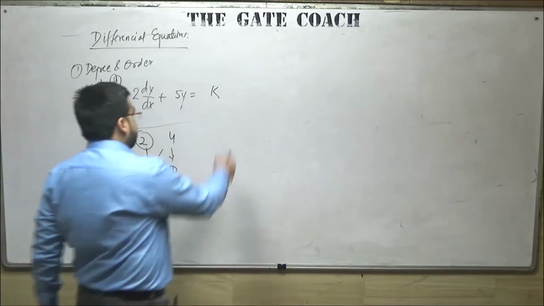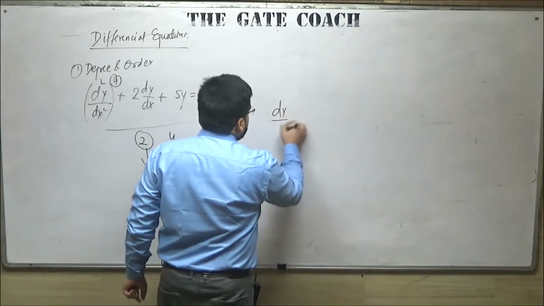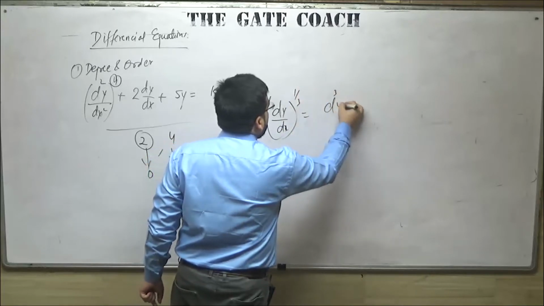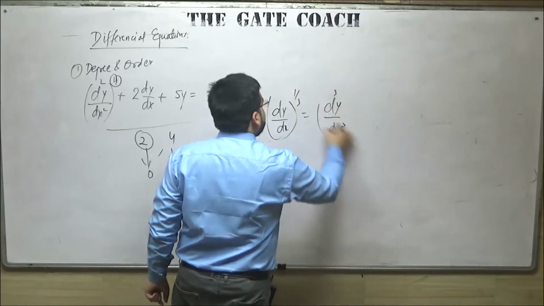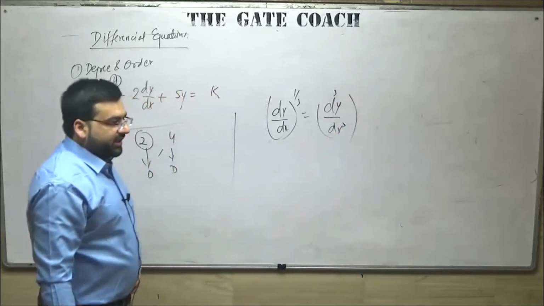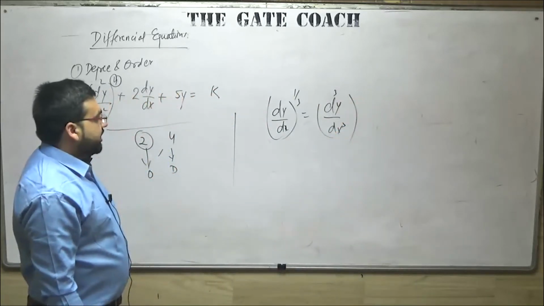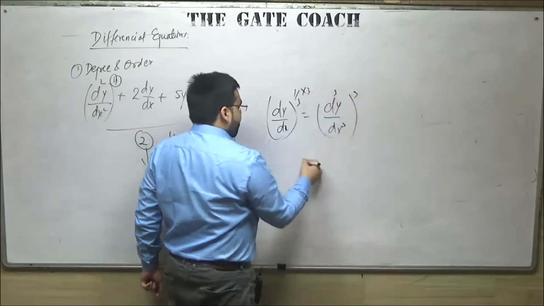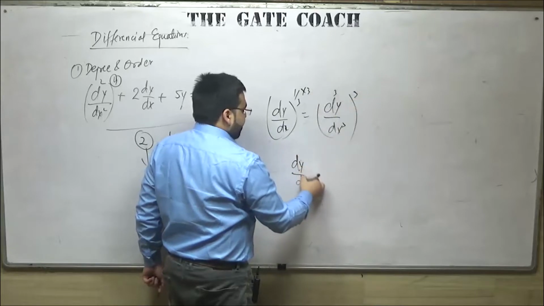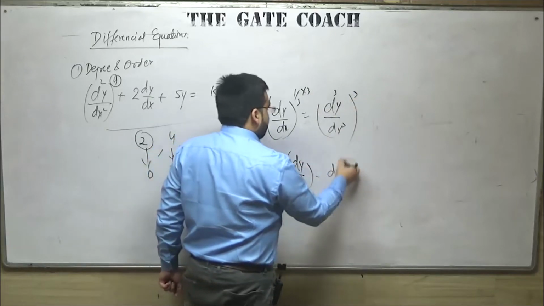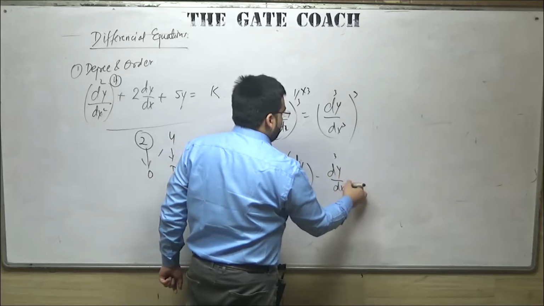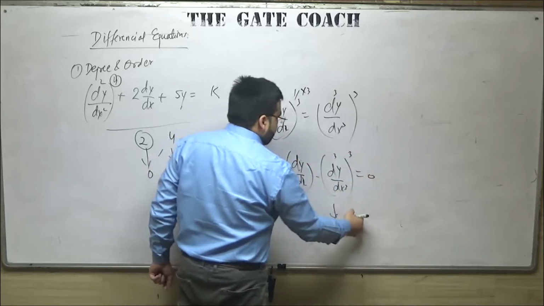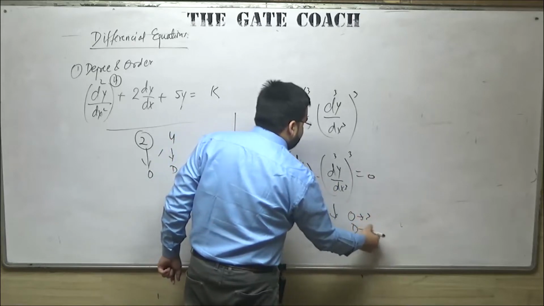For example, let us say this differential equation is given: (dy/dx)^(1/3) = d³y/dx³. If somebody asks what the degree and the order are, you cannot say that the order is 3 and the degree is 1. You will multiply by 3, raising both sides to the power 3, so it will be dy/dx minus (d³y/dx³)³ equal to 0. So you will say that its order is 3 and its degree is also 3.